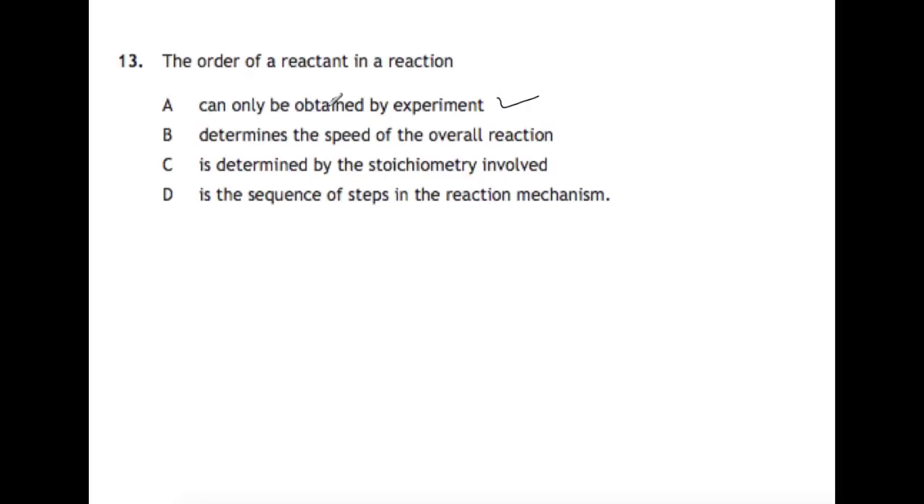The order of a reactant in a reaction determines the speed of an overall reaction. By itself it can't, it does need the other reactants, and you need to know something about thermodynamics to know how fast it's going to go. Is determined by the stoichiometry involved, that has no effect on the order, and is the sequence of steps in the reaction mechanism. You would need all of the reactants to know that. So your answer is A.